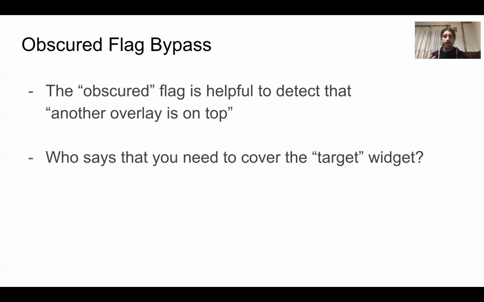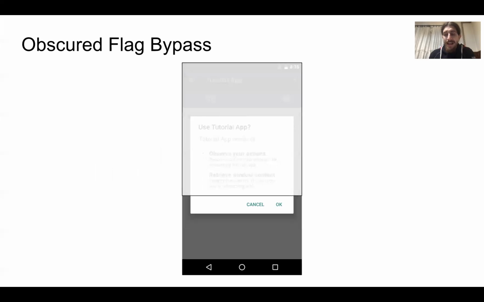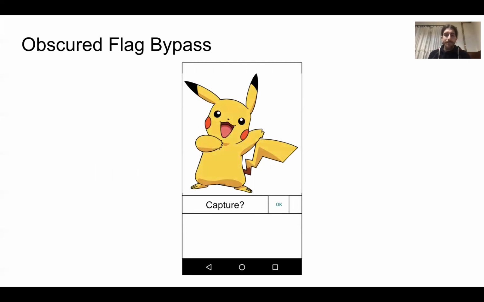So that was the intuition. If I can do the attack in a way that I don't need to cover the OK button, then maybe I still win. Maybe the obscure flag is not going to be set, and maybe the receiving application is not going to be alerted that something is on top. And so the idea was the following. What about, instead of covering everything, I cover everything except the OK button? And then the only thing I need to find is some excuse for the user to actually click on the OK button. So I could do something like this.